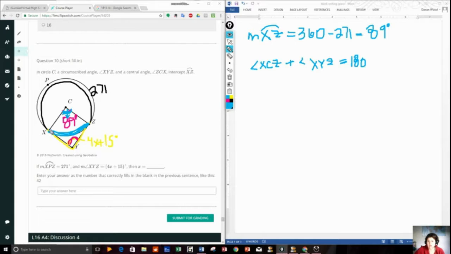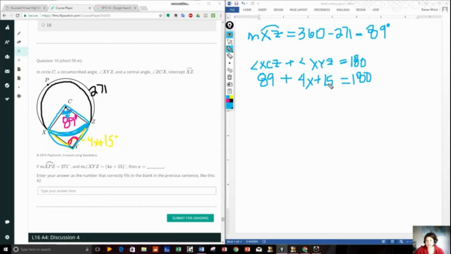So then angle XCZ is 89 degrees plus the angle XYZ, 4x plus 15, and that equals 180 degrees. And now it's asking us to find the value of x. So I'm going to combine all of my like terms first and then solve.